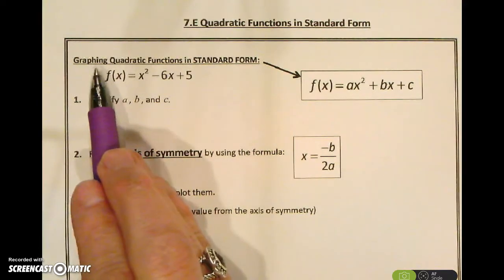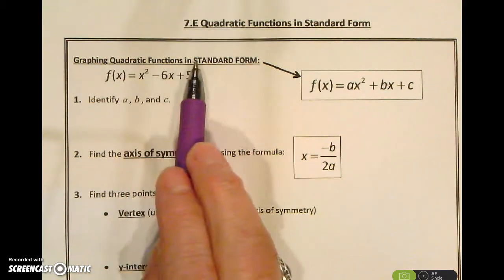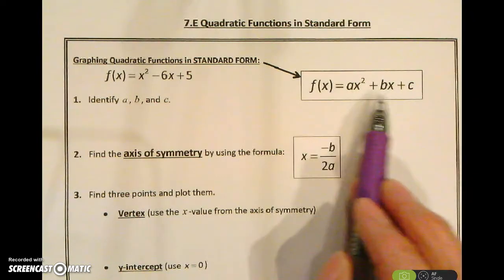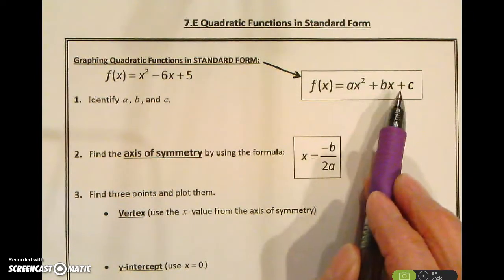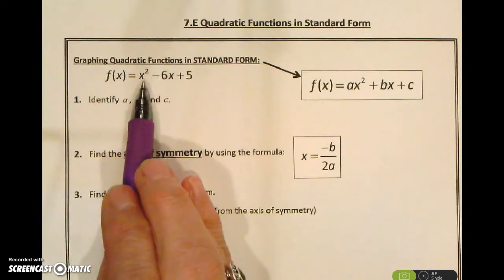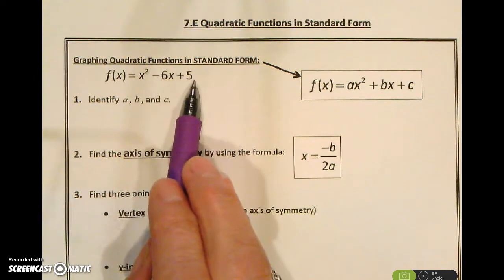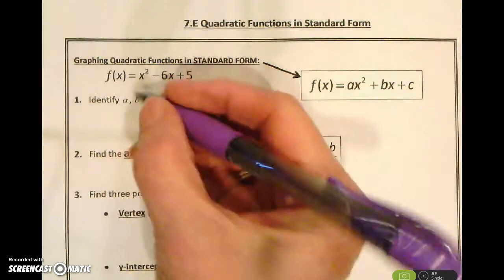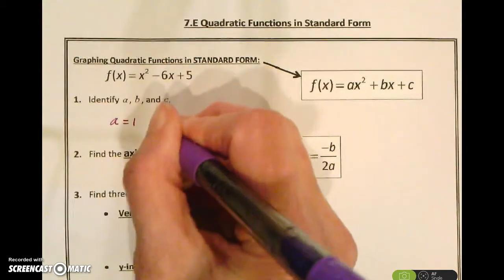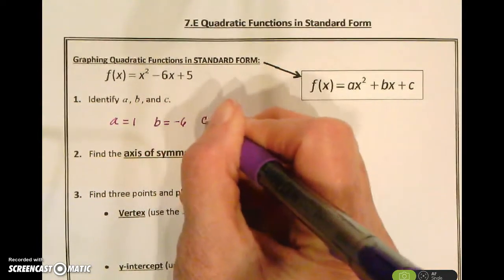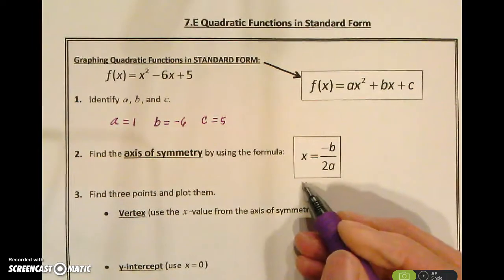We're going to be talking today about graphing quadratic functions that are written in standard form, which is more typical along these lines: x squared minus 6x plus 5. Just like in the quadratic formula, a is equal to 1, b is negative 6, and c is 5.